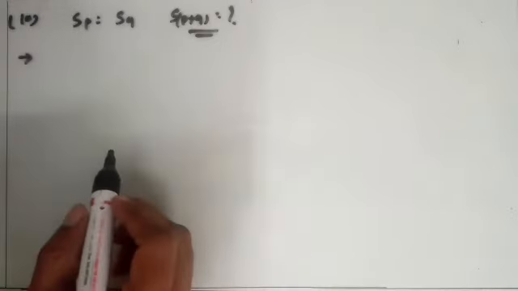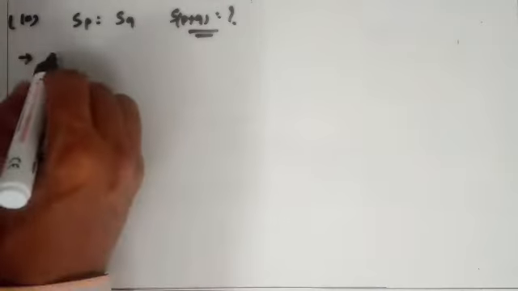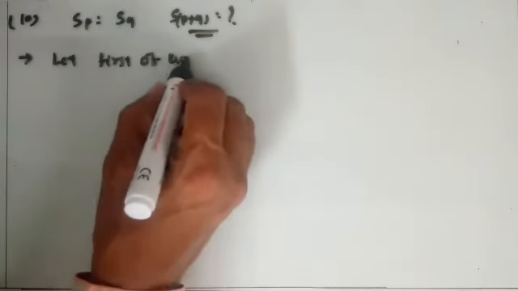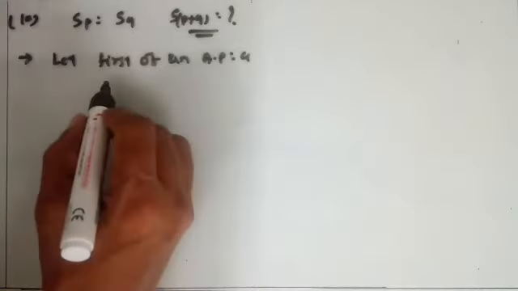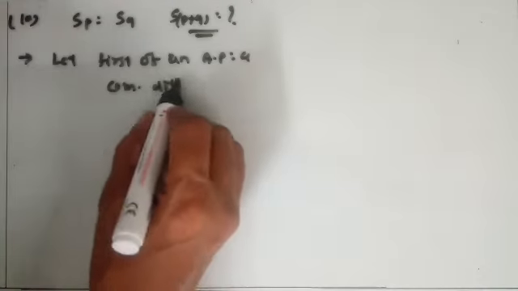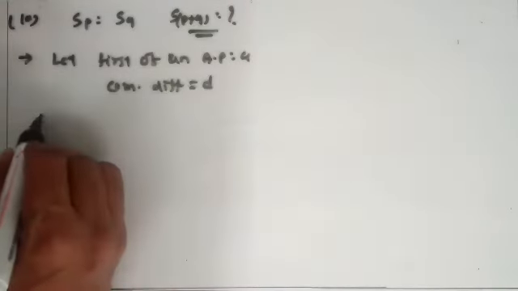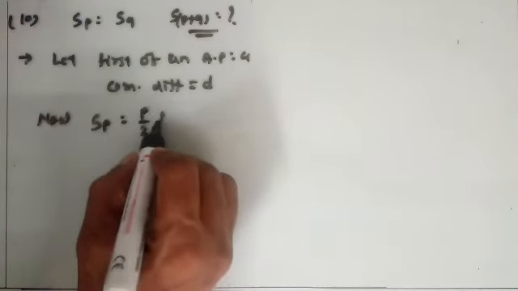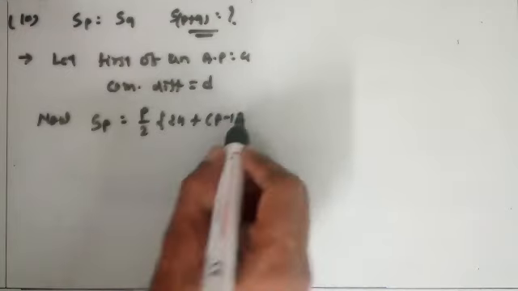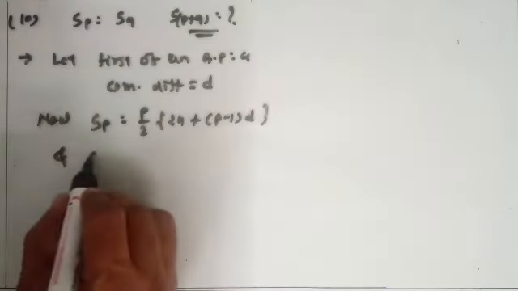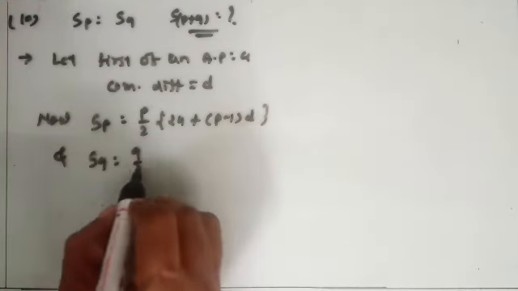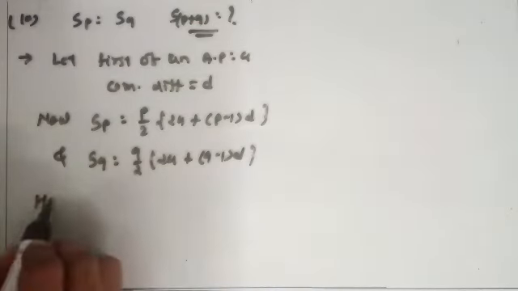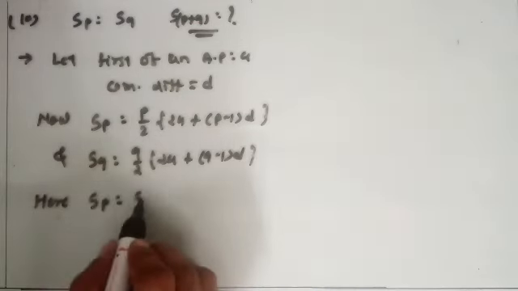For this, first we suppose the first term of an AP is equal to A and the common difference is equal to D. Now the sum of P terms is equal to P upon 2 into 2A plus P minus 1 into D, and the sum of Q terms is equal to Q upon 2 into 2A plus Q minus 1 into D. Here it is given that the sum of P terms is equal to the sum of Q terms.